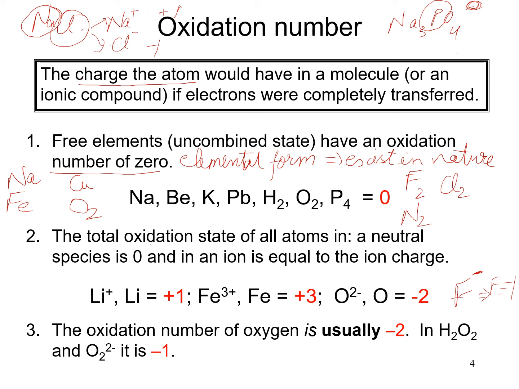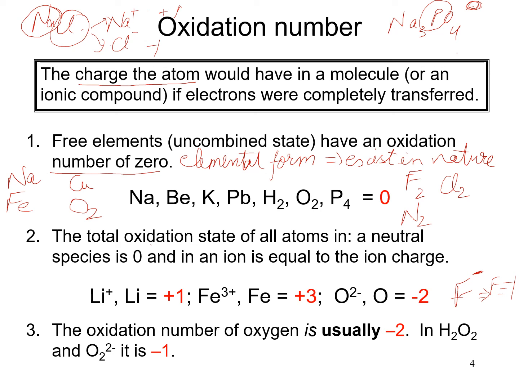Going on to rule number 3, always go step by step. As of now, we have no idea what the oxidation number of sodium, oxygen, or phosphorus is here, because the rules that we just looked at do not tell us anything about any of those. That means we have to move on to rule number 3 now. What is rule number 3?